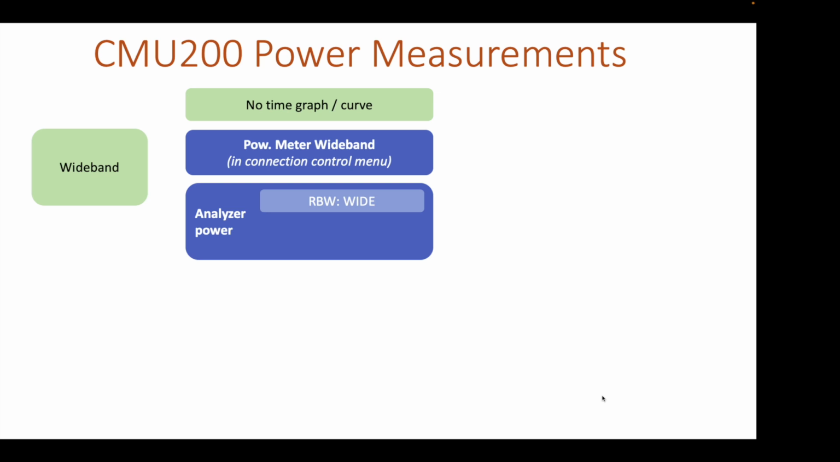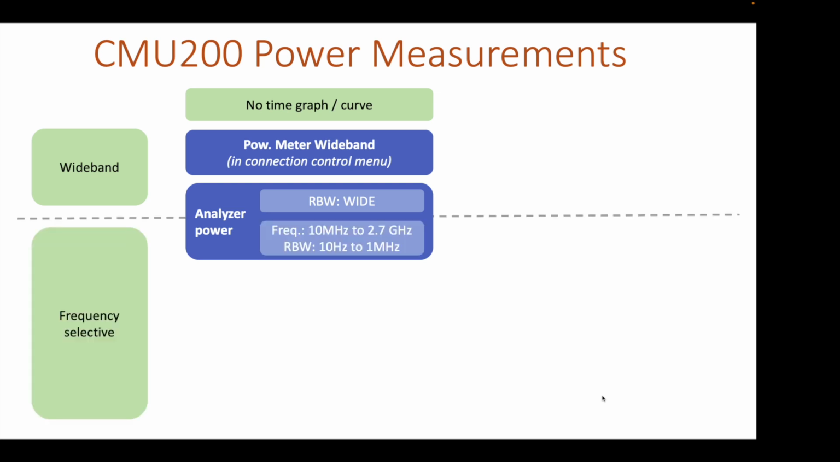However, if we put the resolution bandwidth at any other value, we get a frequency selective power meter. And in this case, we can set the resolution bandwidth somewhere between 10 Hz and 1 megahertz. I think it goes in 1 to 5 steps if I remember well. And we have to set, of course, a frequency that we're interested in, and that can be set over the range of the whole device, which is 10 megahertz to 2.7 gigahertz.